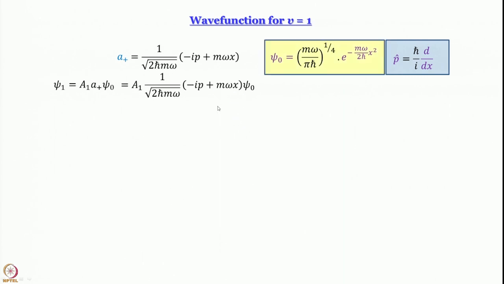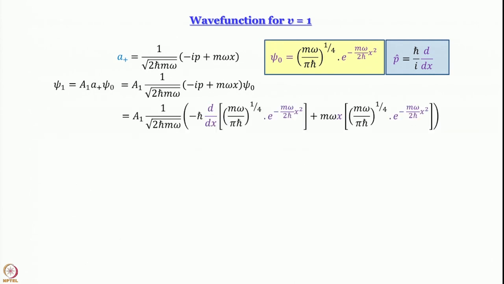So, in the next step, we are going to substitute this expression for the momentum operator into the expression for psi 1, right. So, we are going to make the operator minus i p plus m omega x operate on psi 0. So, when we do that, this is what we get. We have just written it out. I will give you a moment to absorb this. I will read it out meanwhile, but please read for yourself and you will get what I have got.